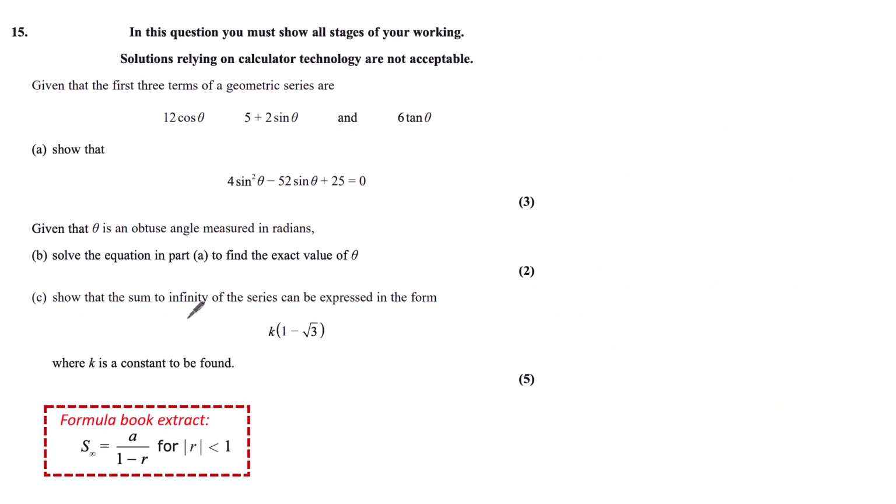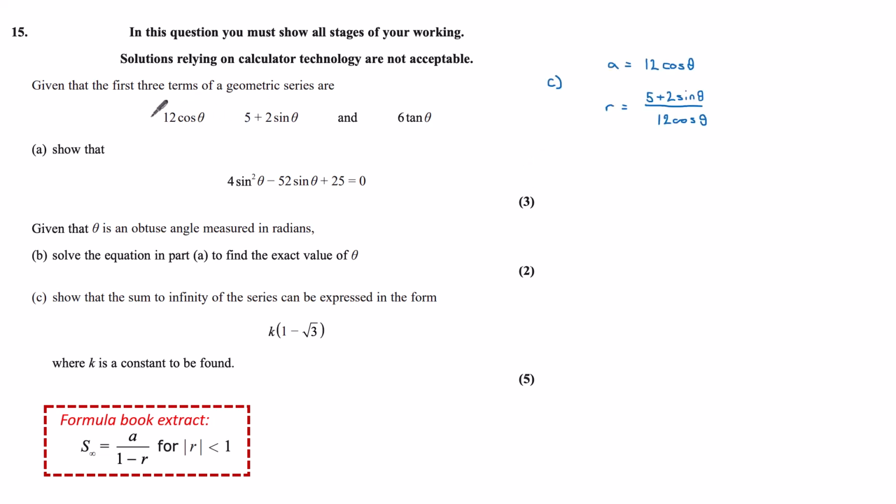Show that the sum to infinity of the series can be expressed in the form k lots of 1 minus root 3, where k is a constant to be found. So firstly, I'm going to bring in my formula book extract here. The sum to infinity for a geometric series is equal to a divided by 1 minus r for all modulus of r less than 1. Well, let's first find out what our a and our r are.